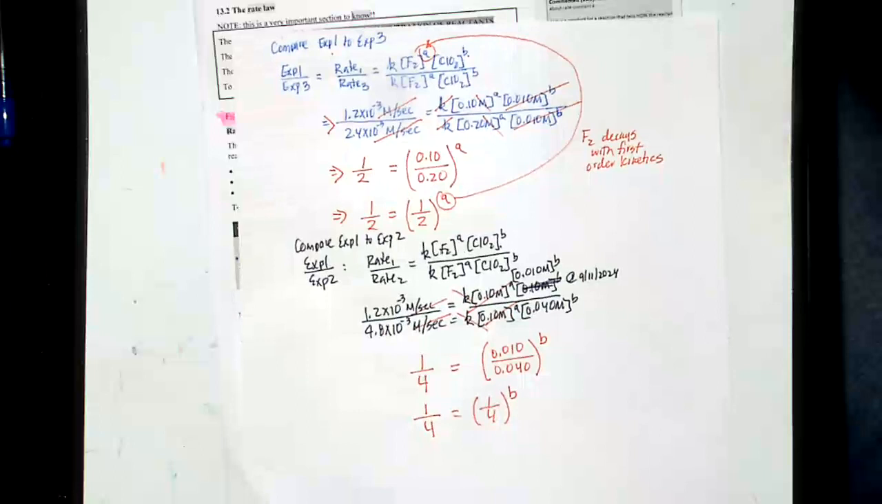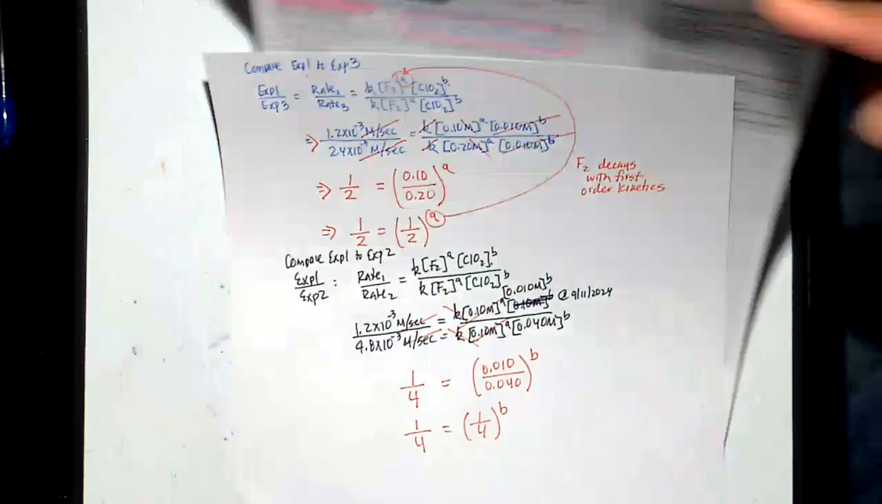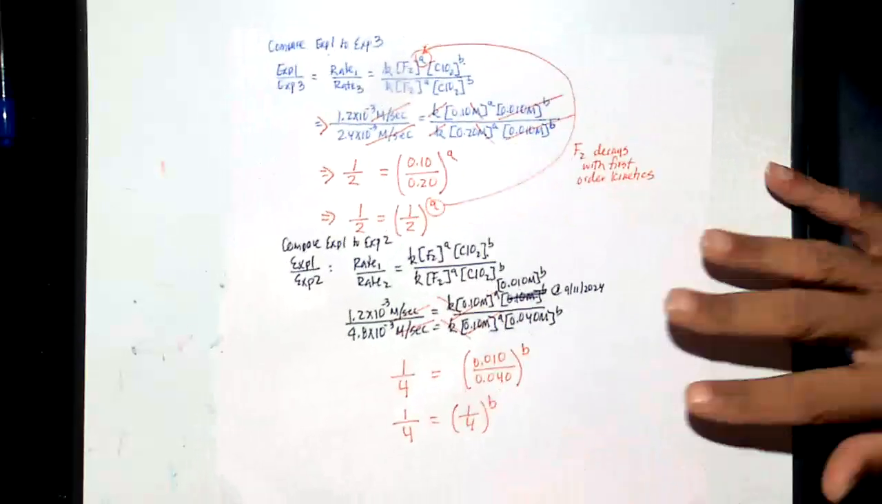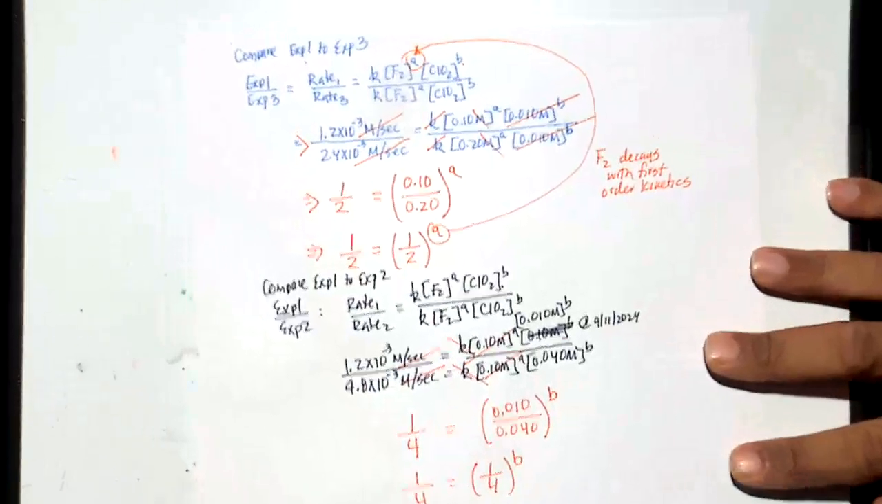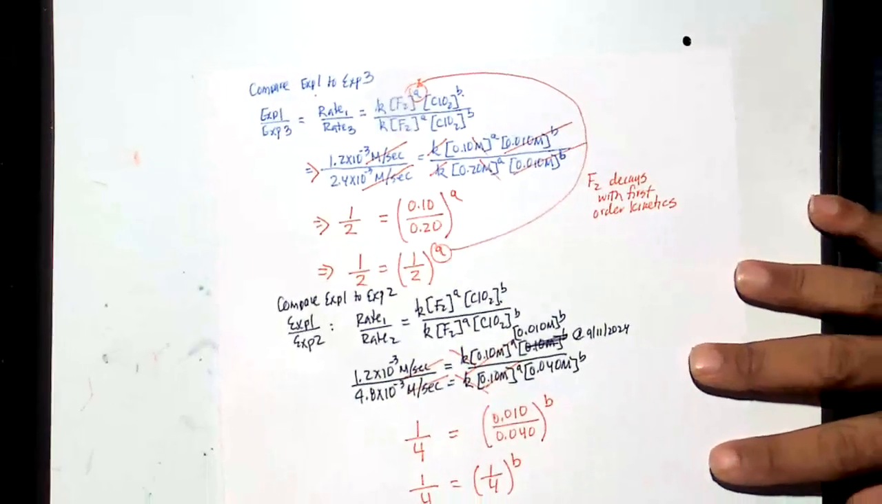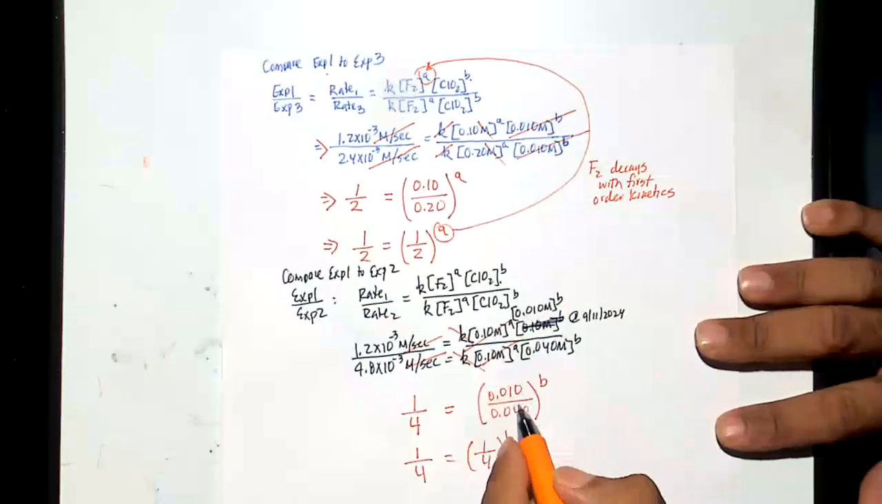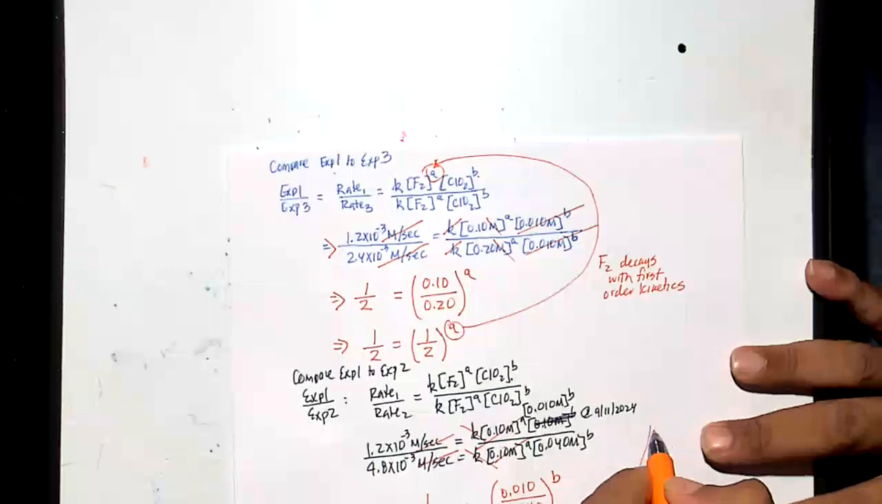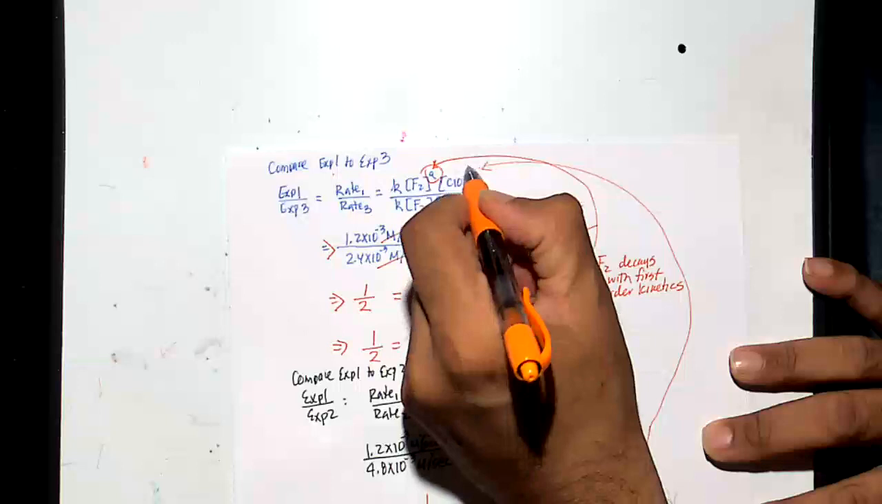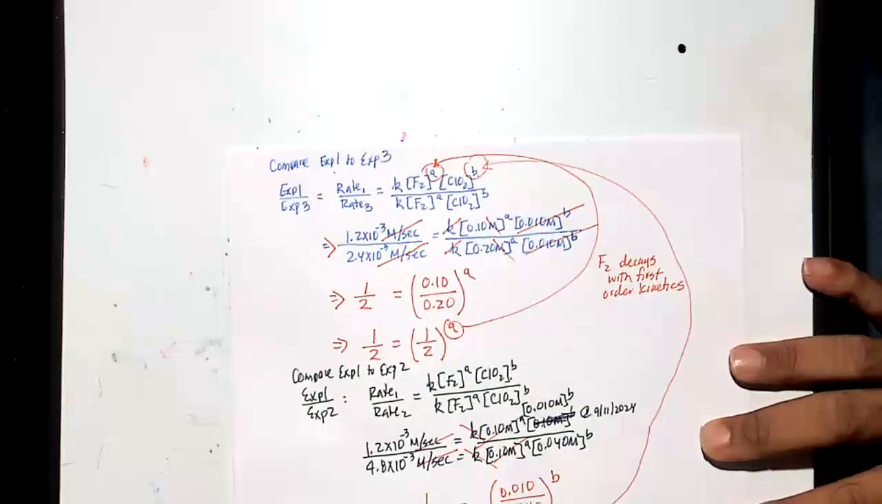So what does B decay by? Okay, what's the exponent B here? Is it 0? It's 1. So just like that, ClO2 is going to decay with first order kinetics.